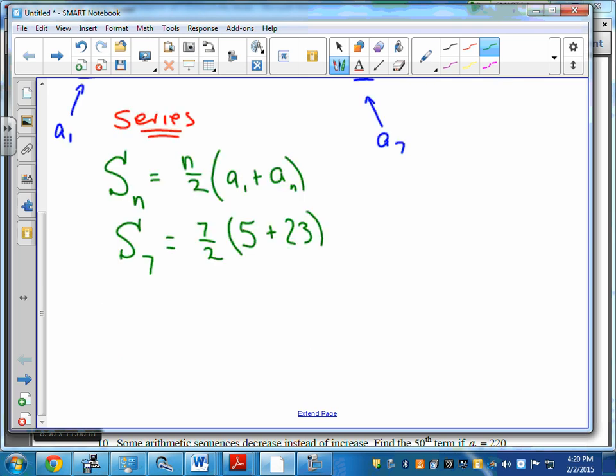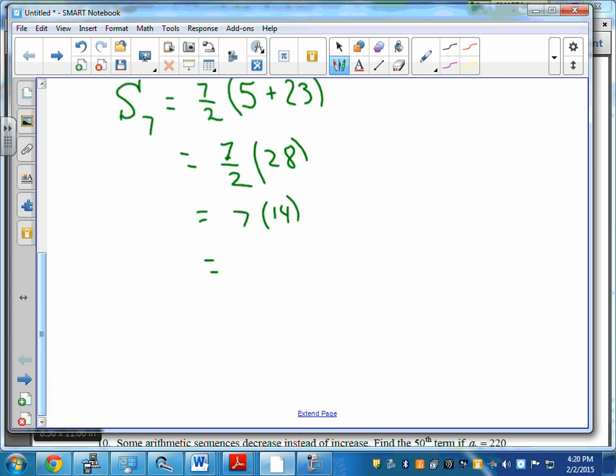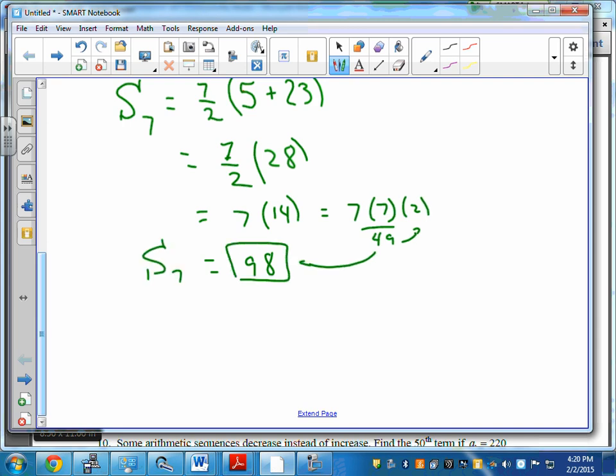Okay, so at that stage, let's just clean this up. This is 7 halves times 28. 2 goes into 28 very nicely, so 7 times 14, and 7 times 14 is 98. Okay, 98. I did it this way: 7 times 7 is 49, times 2 is 98. So that's the sum of those first 7 terms.